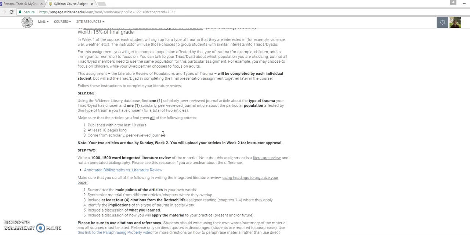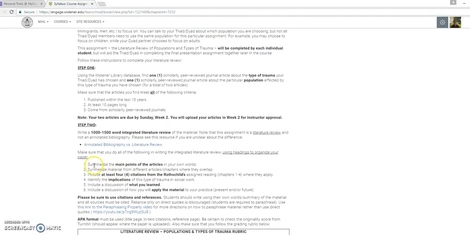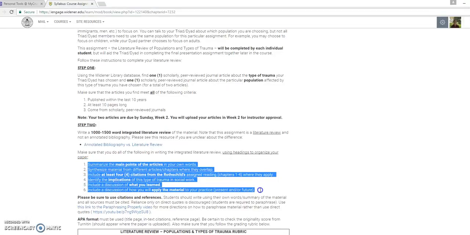So you will find these 2 articles, and you will upload them in week 2 for my approval. Once I receive these articles, I will send you an email saying they've been approved. Okay, that's step 1. Step 2 is that you would write a 1,000 to 1,500 word integrated lit review of the material. Now what literature review means is you will take both these papers and you will follow these points. My suggestion would be to create headings so that you don't lose out on any question that has been asked.